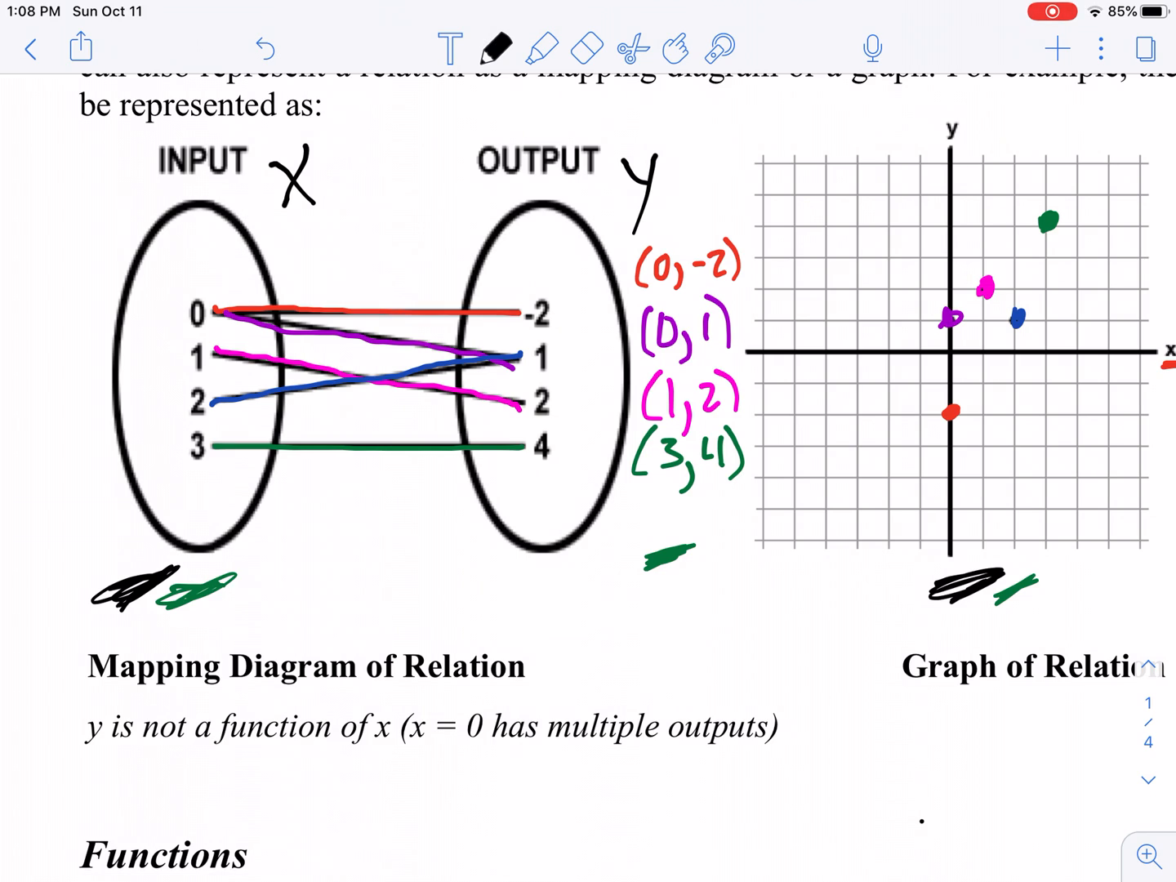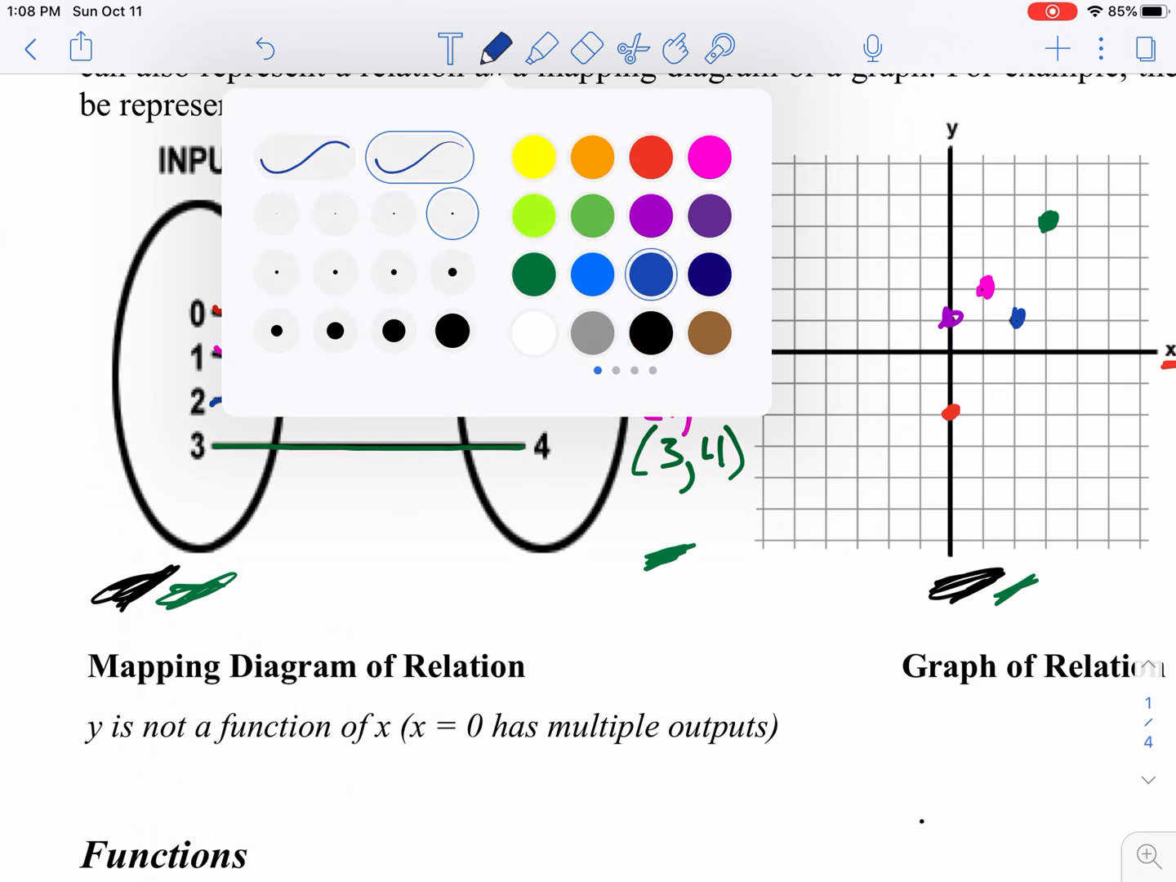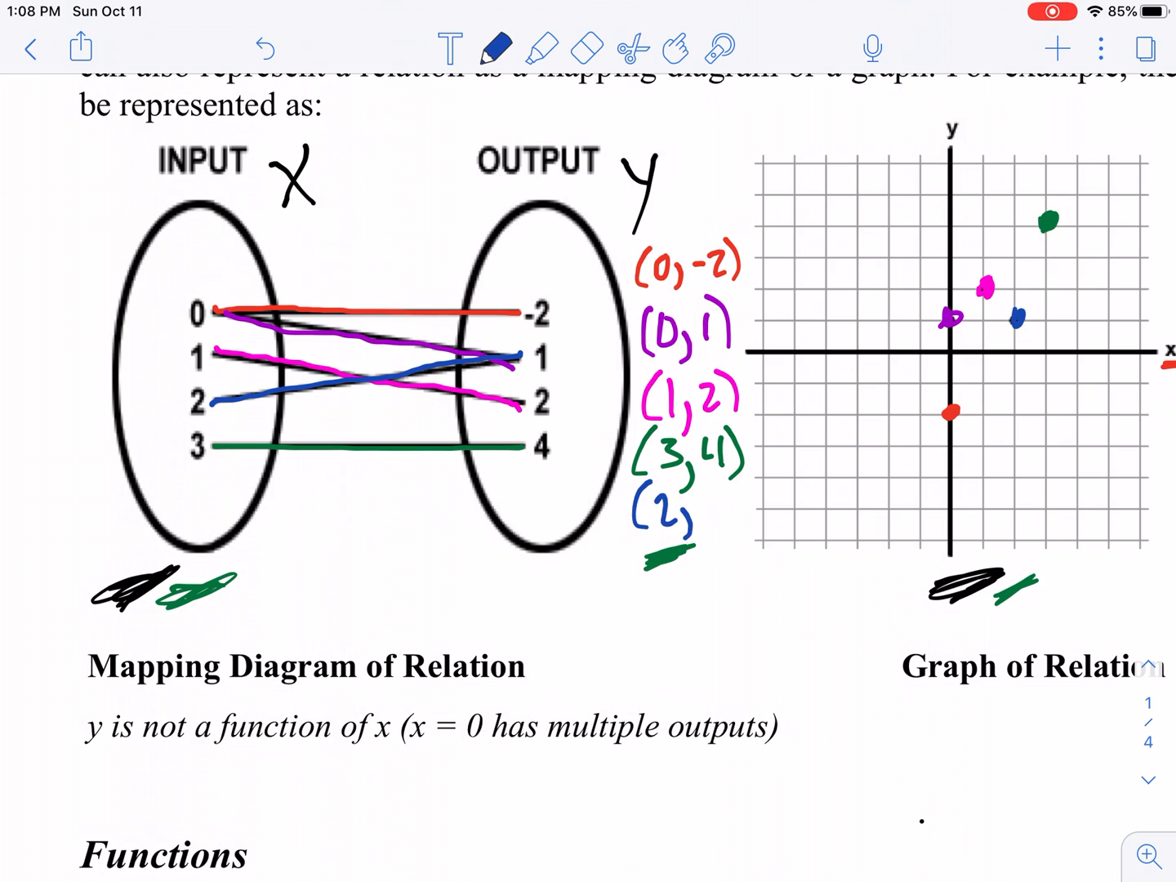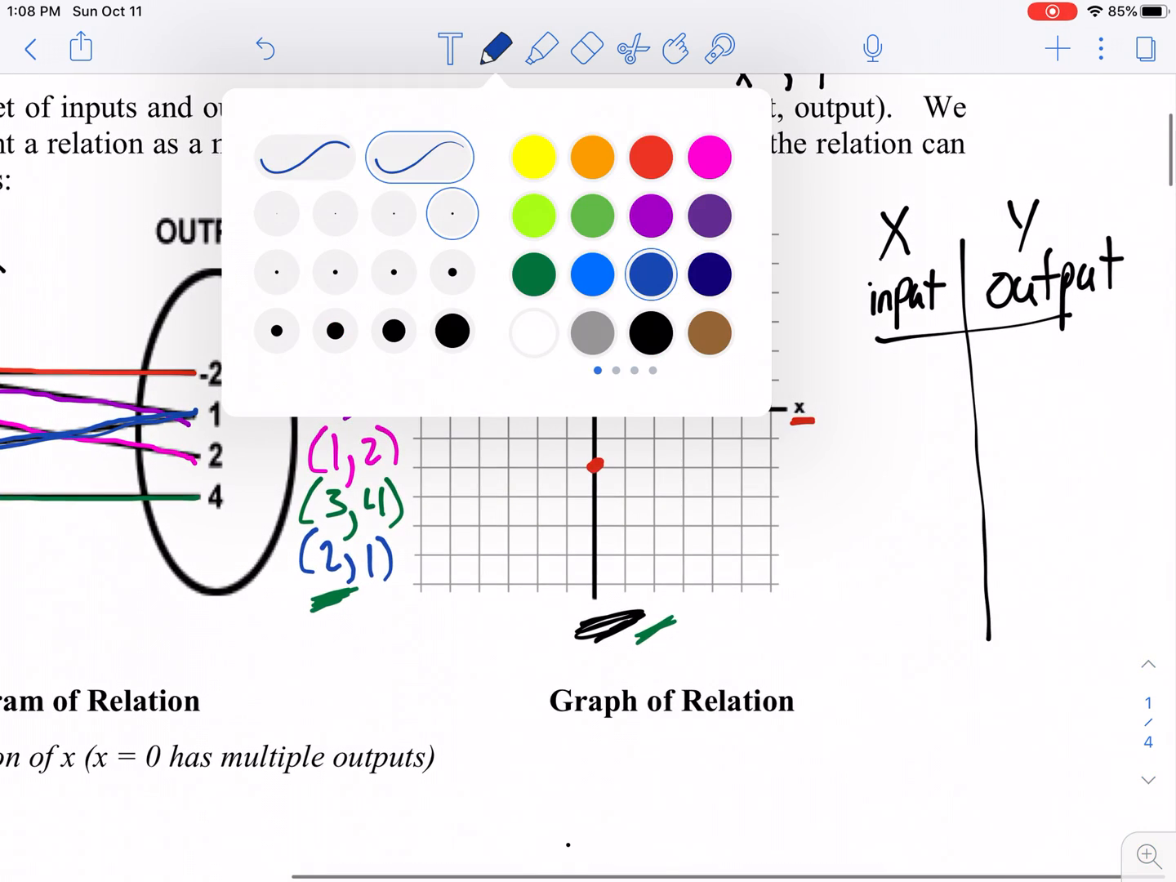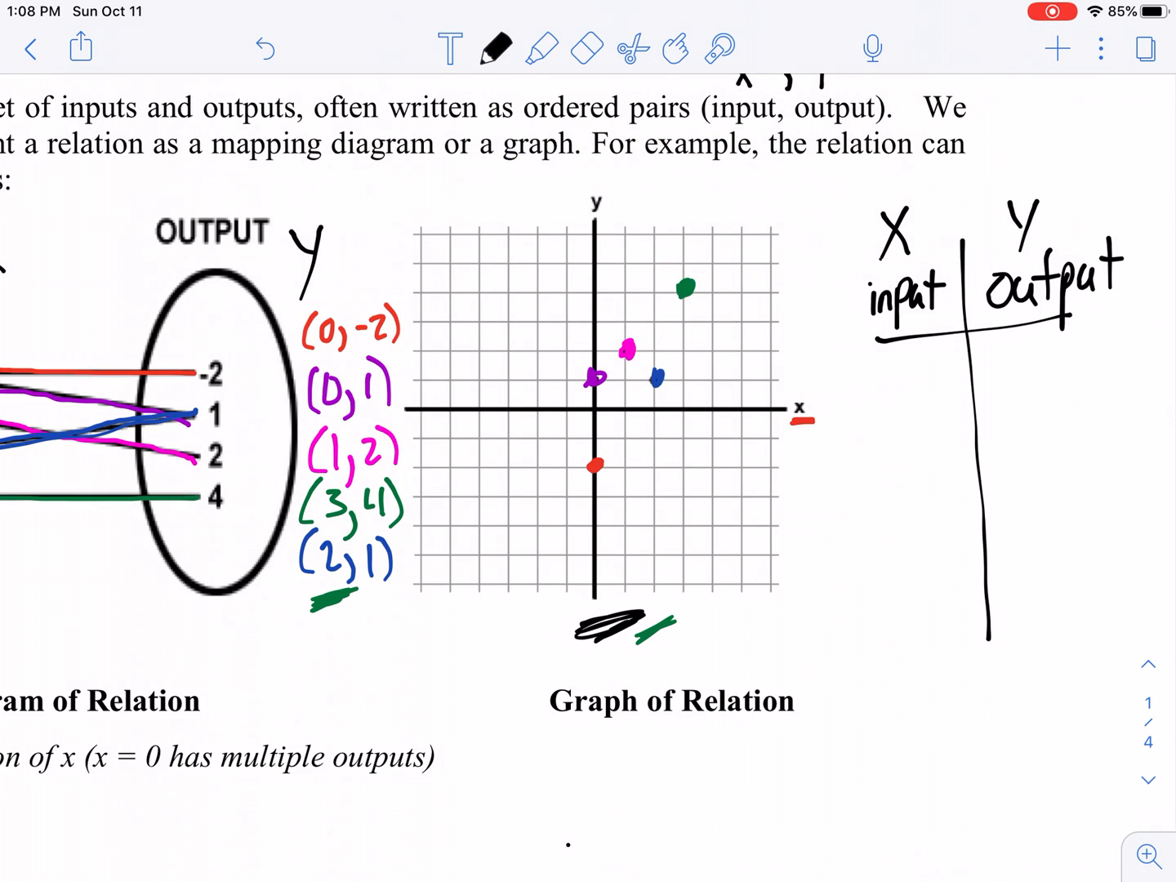Oh, what did I do over here? Let's see. We had 1, 2, 2. I forgot a whole point over here. That's my bad, guys. I forgot to write a point over here. So we had 2, 1. That was this guy over here. Okay, there we go. Now we have everything. So looking at this, the inputs would be the same.